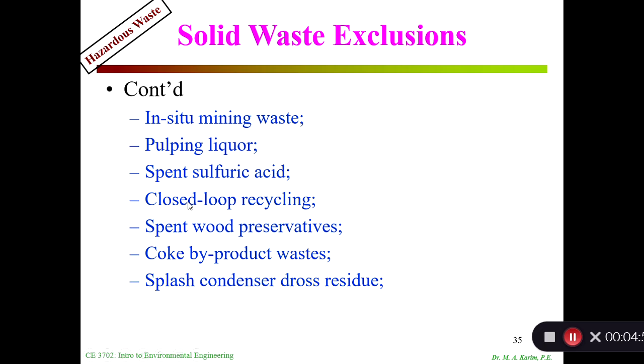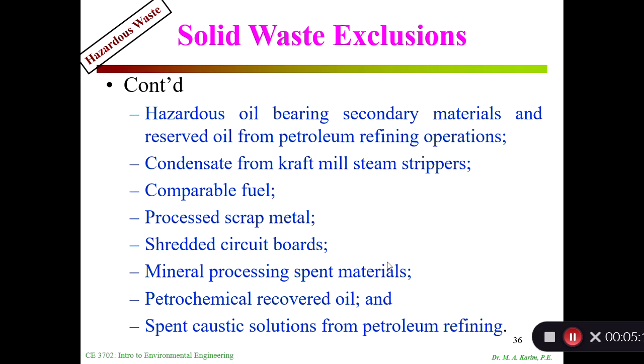spent sulfuric acid, closed-loop recycling, spent wood preservatives, coke byproduct waste, splash condenser dross residue, hazardous oil-bearing secondary material and reserve oil, condensate from kraft mill steam strippers, comparable fuel, processed scrap metal, shredded circuit boards, mineral processing spent materials, petrochemical recovered oil, and spent caustic solutions from petroleum refining. So these are the 19 exclusions from the definition of hazardous waste.